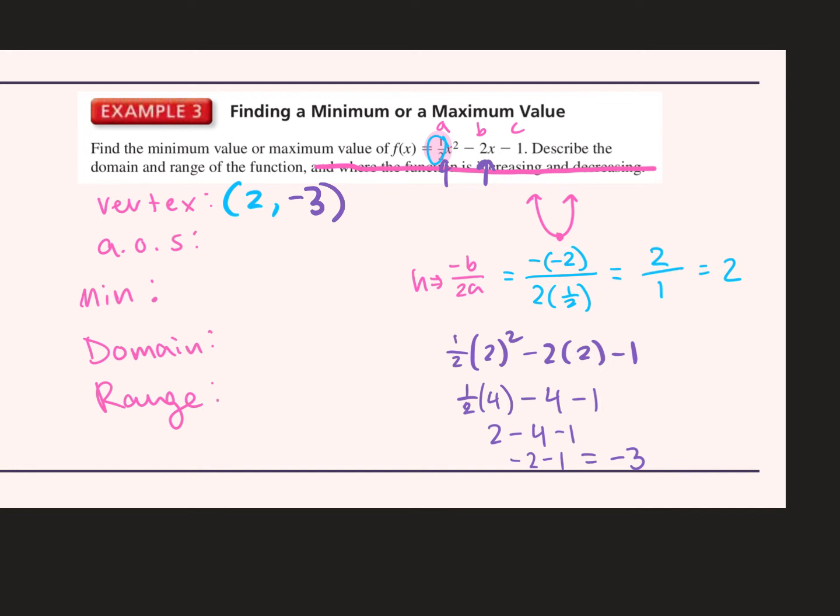What is my axis of symmetry? It's 2. X is equal to 2. It's always the h, the first number. Is that what you said? Yeah. Oh, I thought you said 3. I'm sorry.